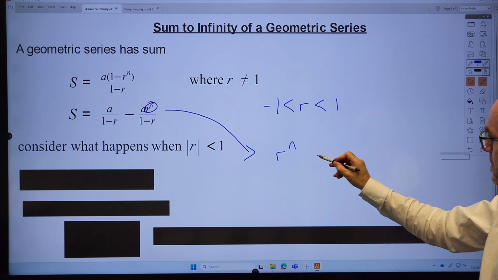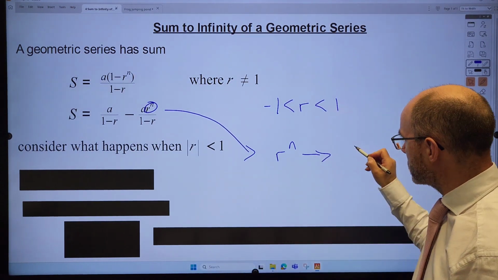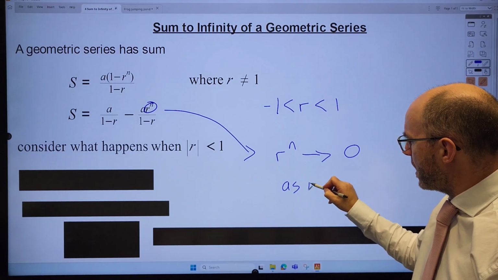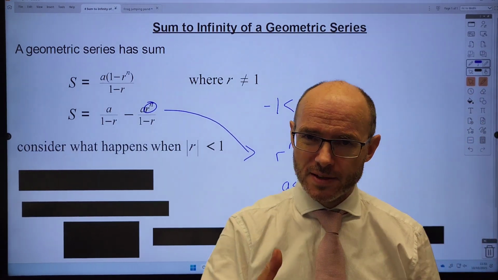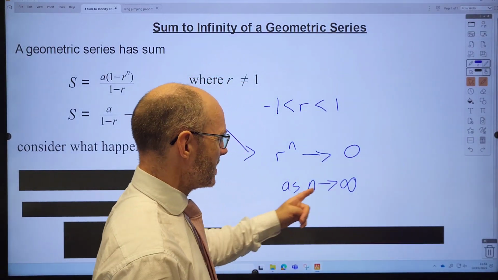We write that as this. R to the n tends towards 0 as n tends towards infinity. That's an awful infinity sign, but I'm going to keep it because the video is rolling.